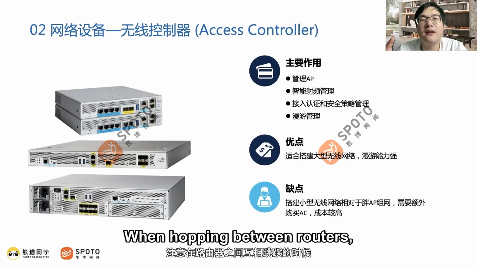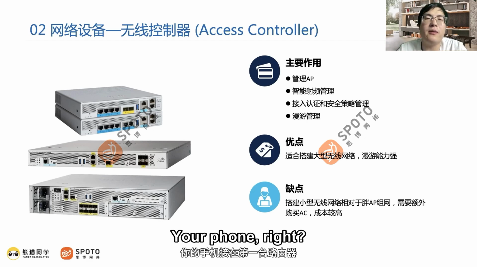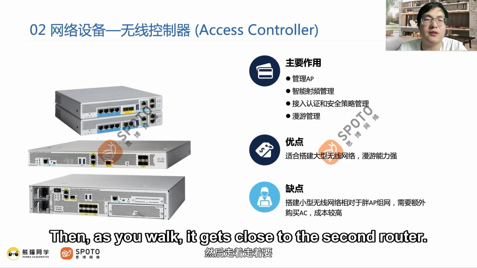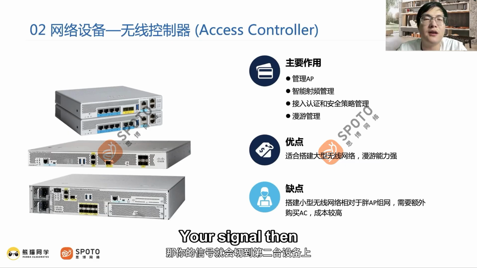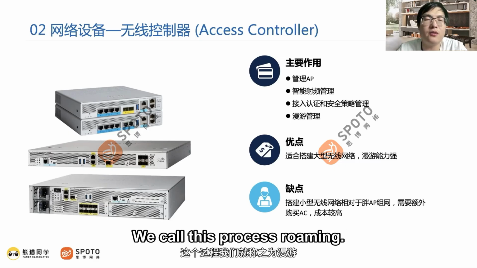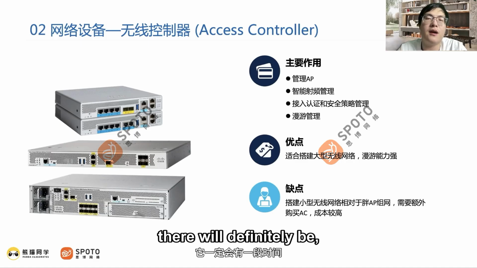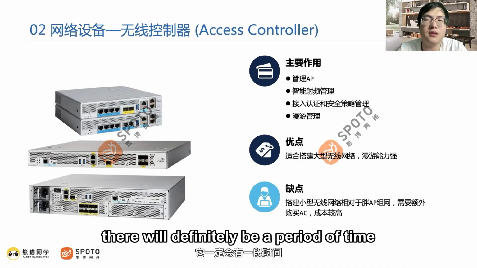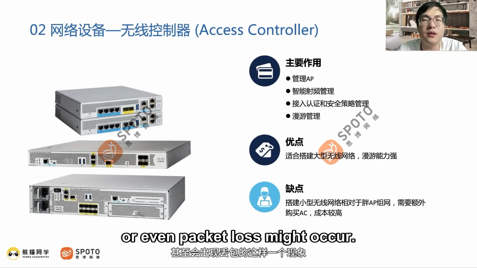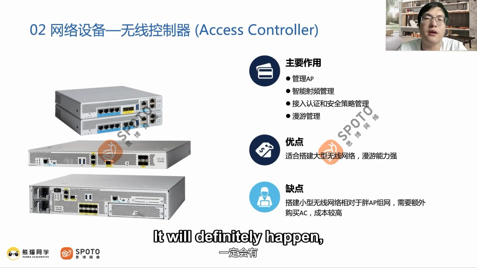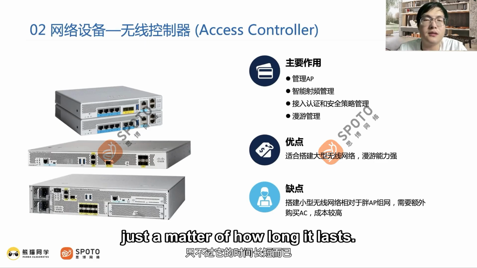Pay attention when hopping between routers. Your phone connects to the first router. Then, as you walk, it gets close to the second router. Your signal then switches over to the second. We call this process roaming. During the roaming process, there will definitely be a period of time when latency is higher, or even packet loss might occur. It's just a matter of how long it lasts.